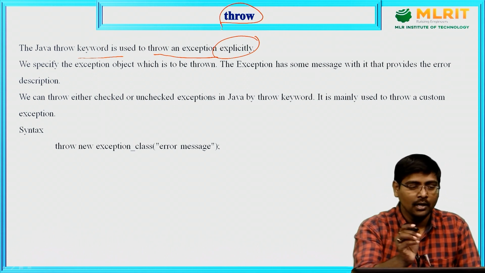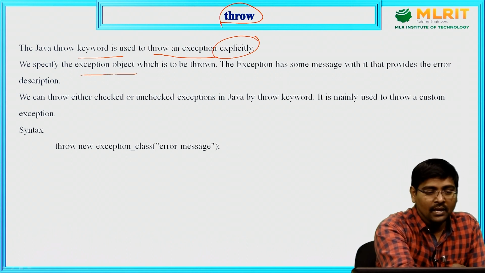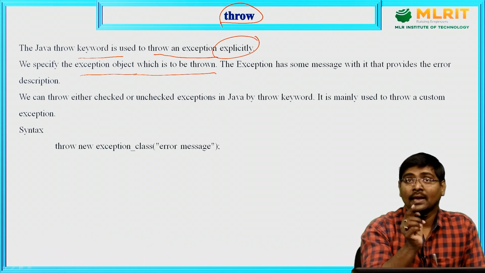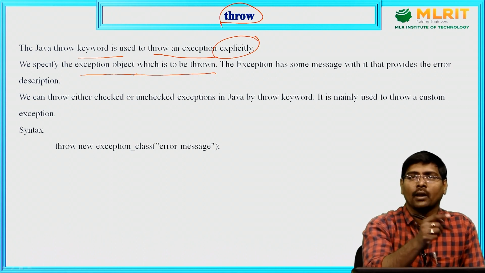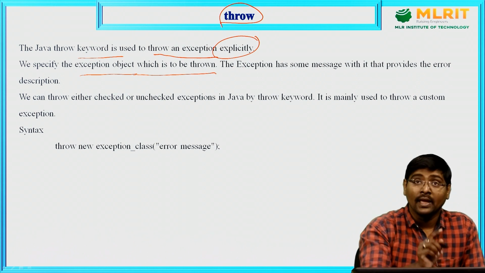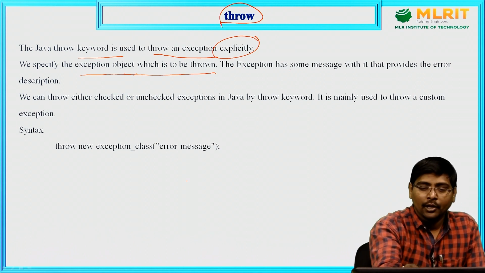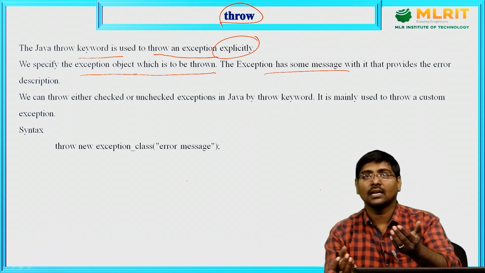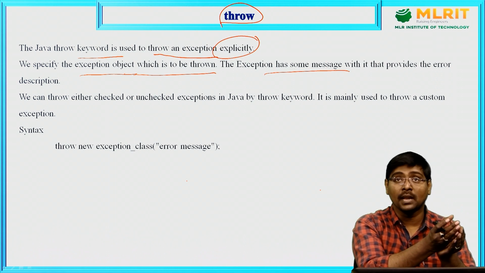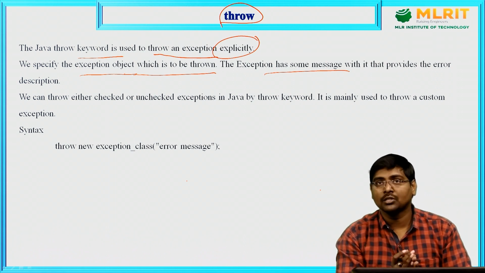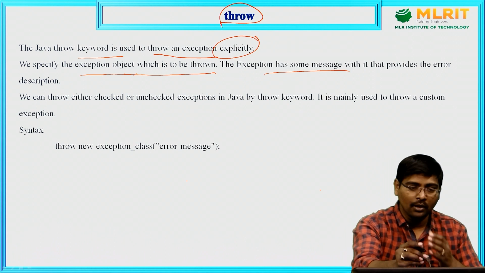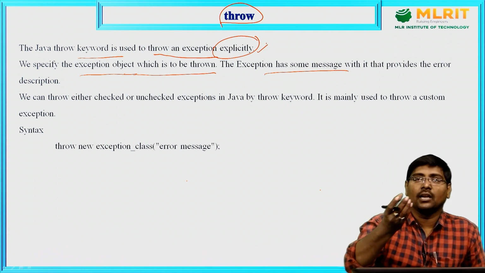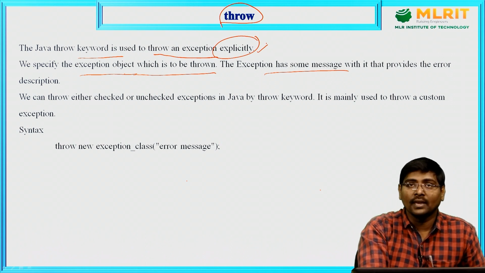You got the point? See this one. We specify the exception object which is to be thrown. In the previous try block, you are not required to; automatically the corresponding exception is thrown. Along with the object, you are allowed to throw some message. Suppose an exception occurs, which message you want to display? That message you can also throw. Clear the point? If you want to throw an exception explicitly, you move to the throw keyword.